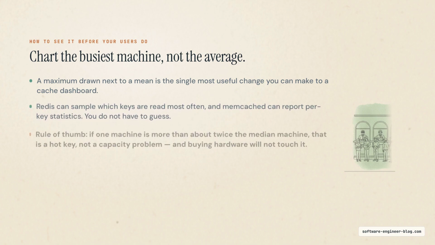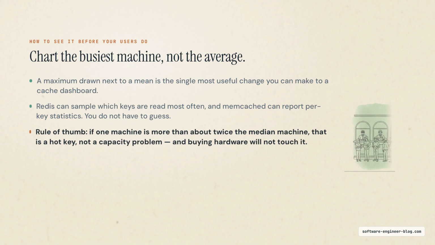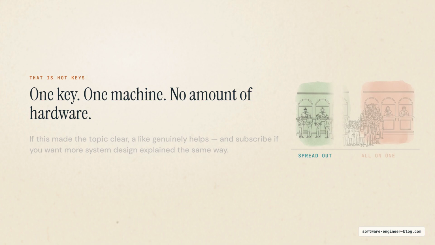Third, here is a rule of thumb. If one machine is running at more than about twice the load of the median machine, you do not have a capacity problem. You have a hot key, and buying hardware will not touch it. The cluster average is the most comfortable number on your dashboard, and it is the one that lies to you. That is hotkeys. One key, one machine, and no amount of hardware.